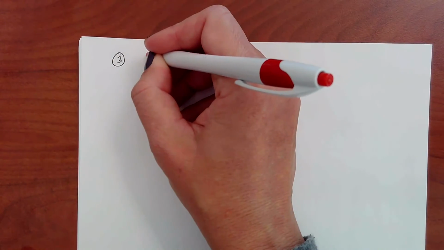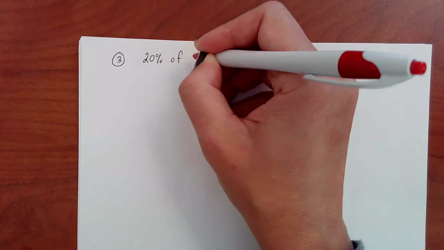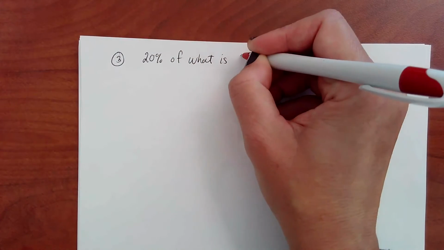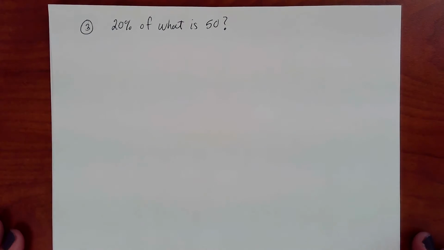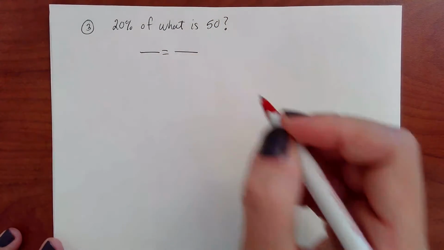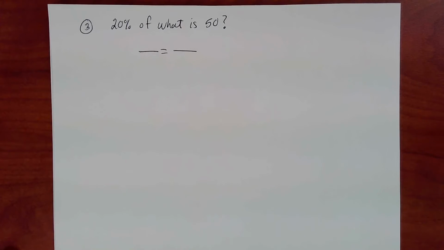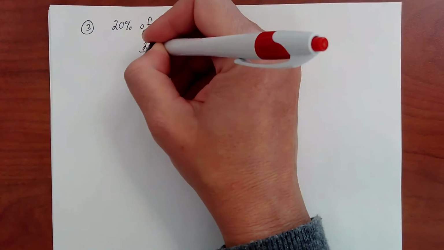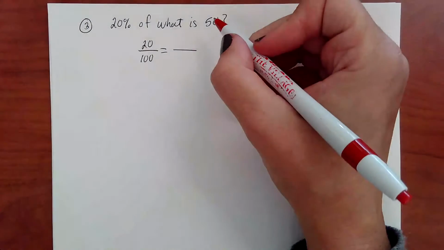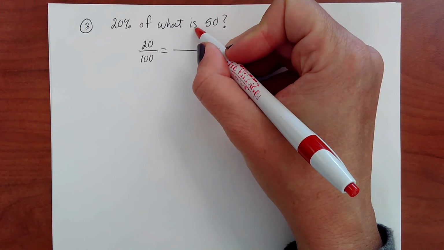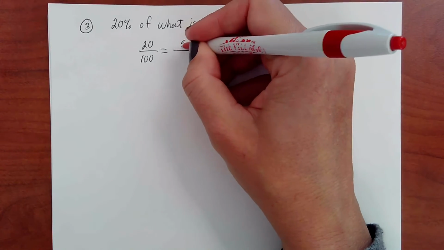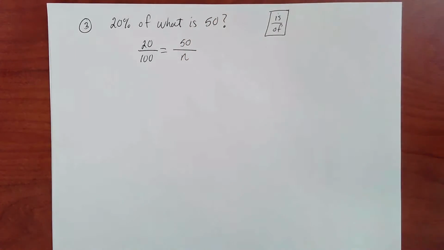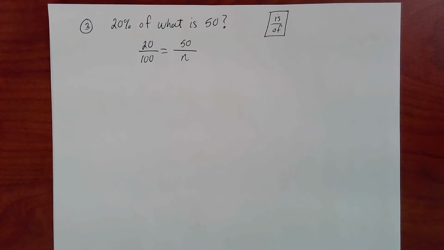Now let's do a problem where we're finding a different part. So let me write the problem here. 20% of what is 50? Does it look different yet? I don't know. Let's set up our two equal fractions. All right, well, we've got 20%. That'll be 20 over 100. Now the 50 to me is near the is, right? And I believe it's is over of. So the 50 is going to be up top. The n is going to be on the bottom. So that's a different placement, but we're going to solve it the same way.